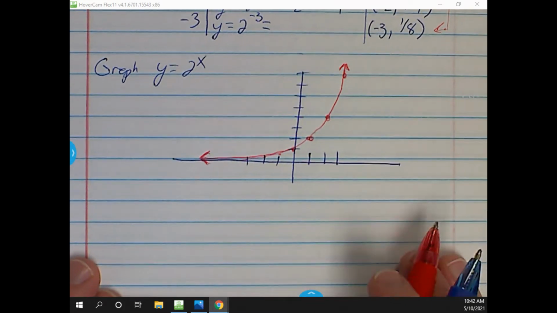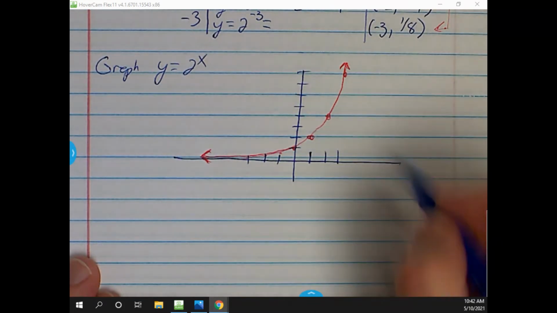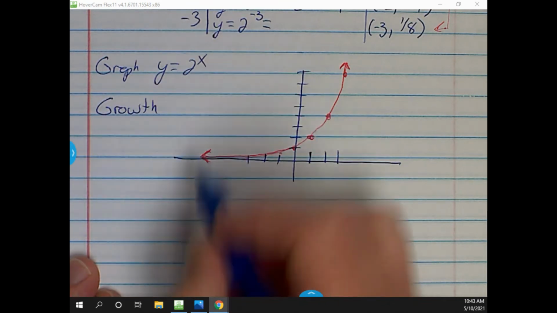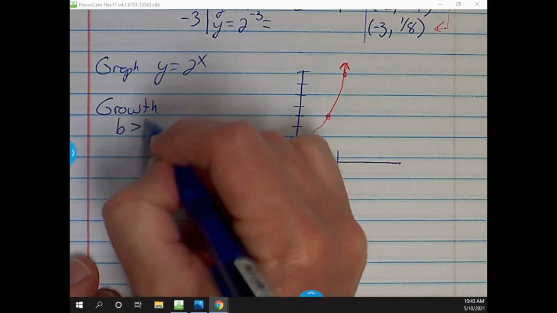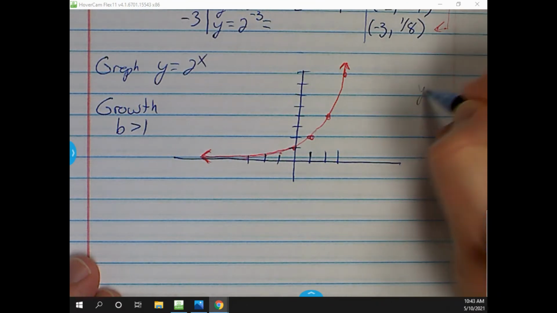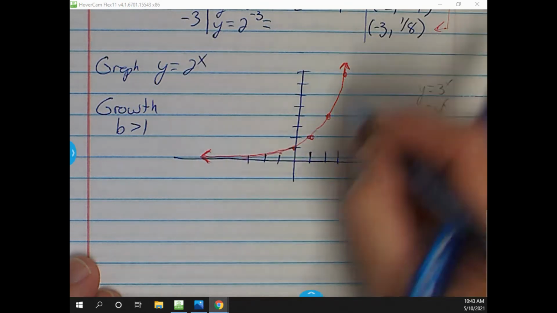Okay, so there's your basic. Now, because it's growing, they call this a growth. And you get a growth when your base is greater than 1. So whether this is y equals 2 to the x, or 3 to the x, or 4 to the x, or anything like that, it's all going to have that same basic shape.